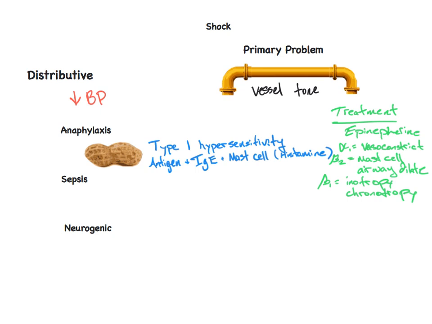via the beta-1 receptor. You may be familiar with treatments for allergic reactions like antihistamine or steroids, but in anaphylaxis, the key treatment is early epinephrine.